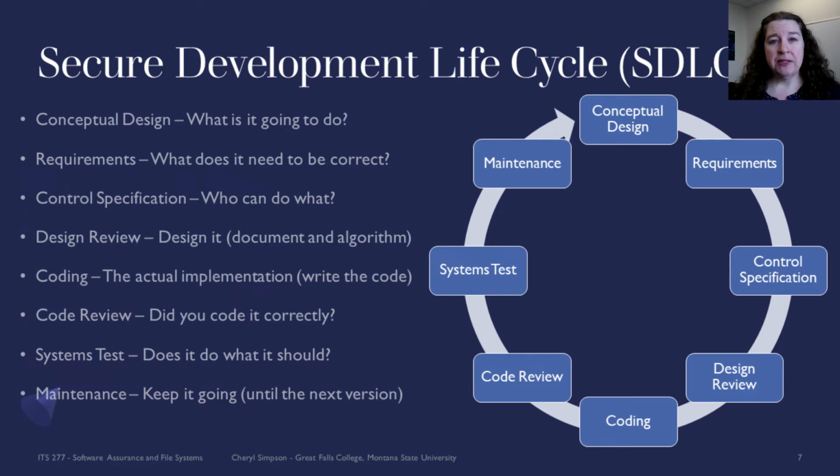The control specification. Who has the control over what? Who gets to do what in this program? Is it open to everybody? Is it open to only specific groups? How are we doing our control specification? Then we go through a design review and we actually design it and document and write out the algorithms of how things are going to be done.